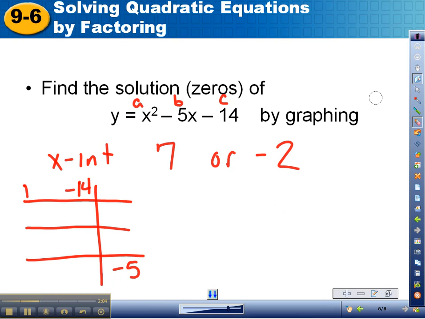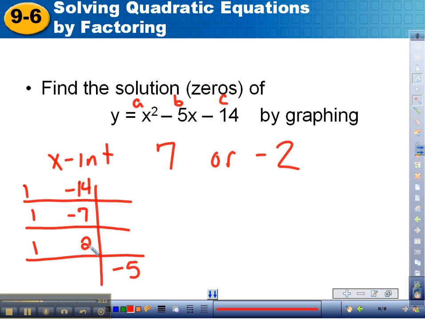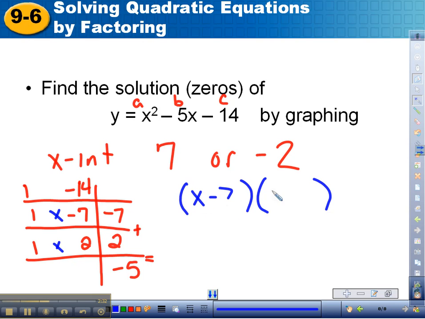Factors of 1 go here, 1 and 1. I need factors of -14 that have a difference of 5. So I'm going to use -7 and +2. Those multiply to -14. If I multiply on the diagonal here, I get -7. Multiply on the diagonal here, I get 2. Does this plus that add up to -5? Yes, it does. Let's put an x here and an x here. So my two factors are x minus 7 and x plus 2.